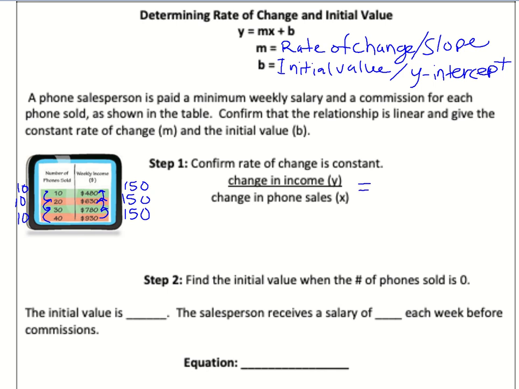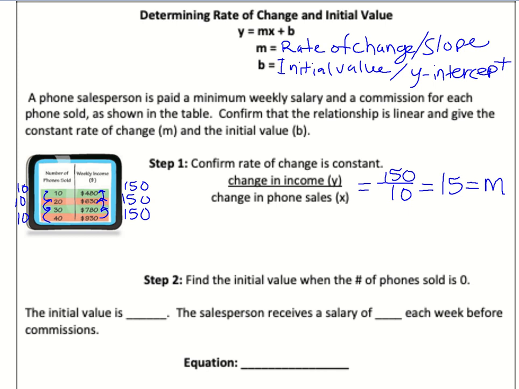So it is going to be 150 divided by 10. And when we do that, we get 15. That is our slope, or our m. This is something we've already done when we were in module 16. Now, the new part is finding our initial value when the number of phones sold is 0. So the initial value is what this person gets paid even if they don't sell any phones. That's the starting amount before we sell any phones.